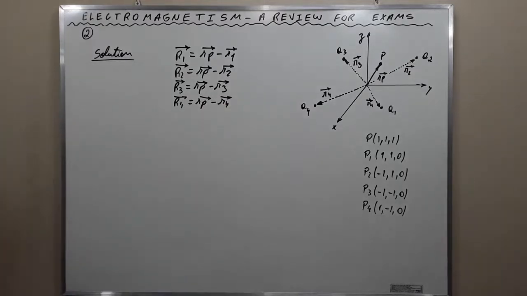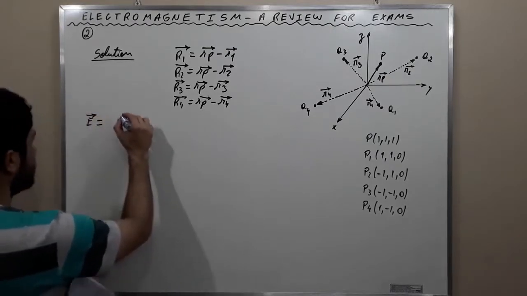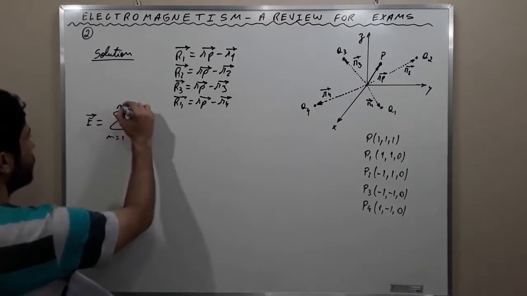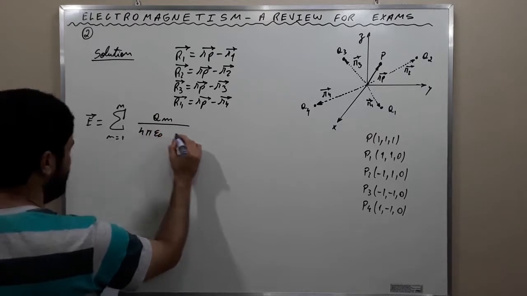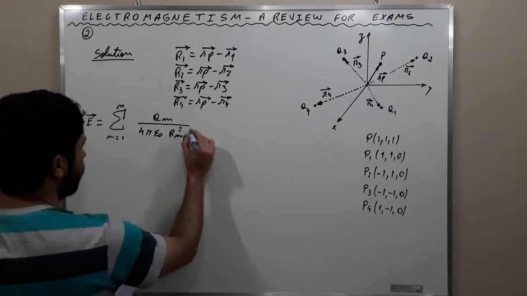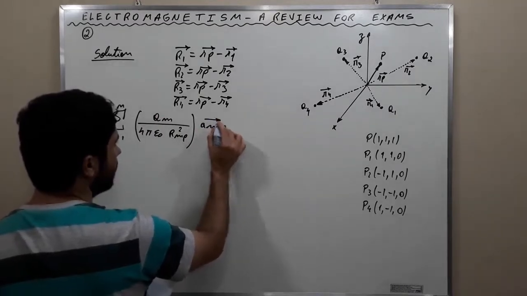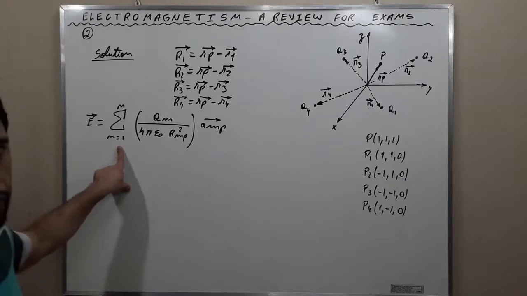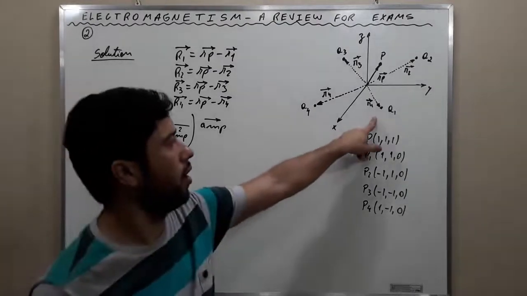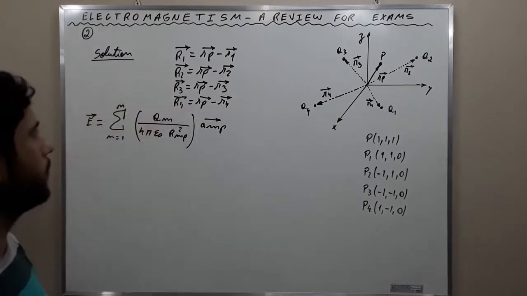Okay? With these vectors, we can calculate the electric field using this expression here. E is equal to the summation from 1 to n of Qm over 4 pi epsilon 0 Rmp squared in the direction of Amp. Okay? All right, so we are going to sum the contributions of the fields caused by all the charges. And to do this, we need to work with these vectors here.